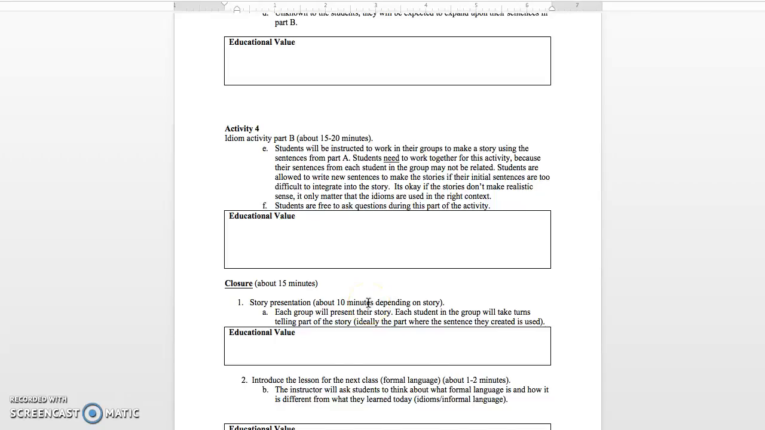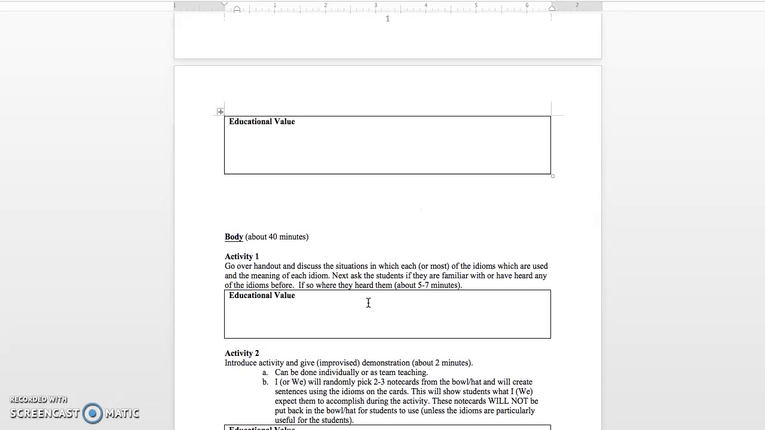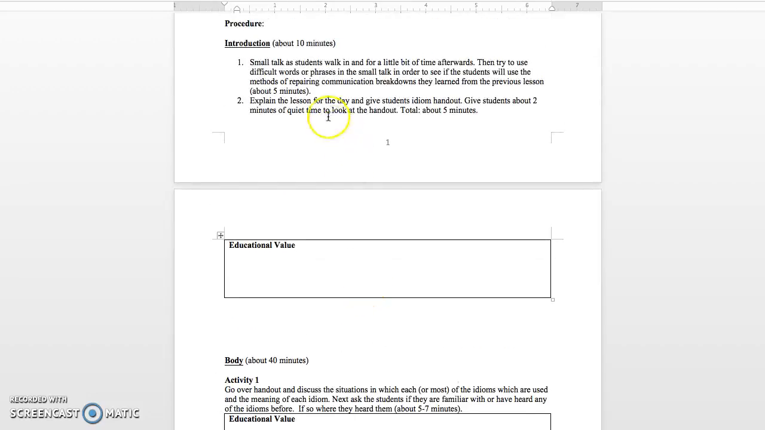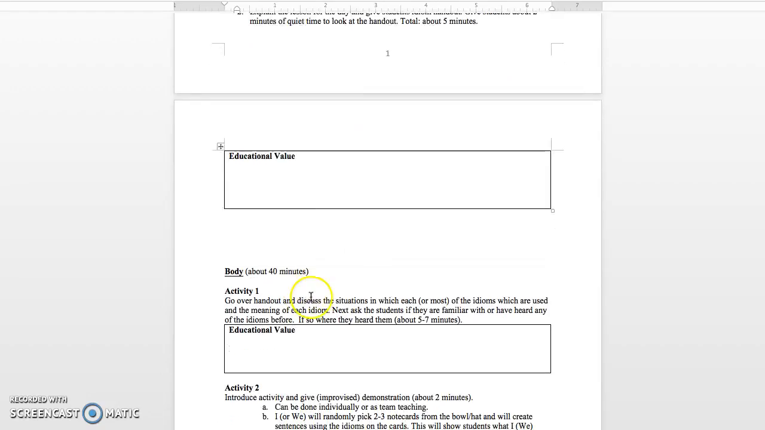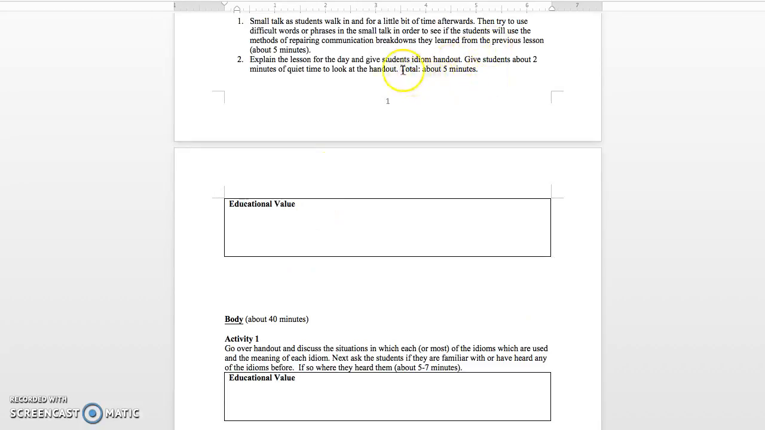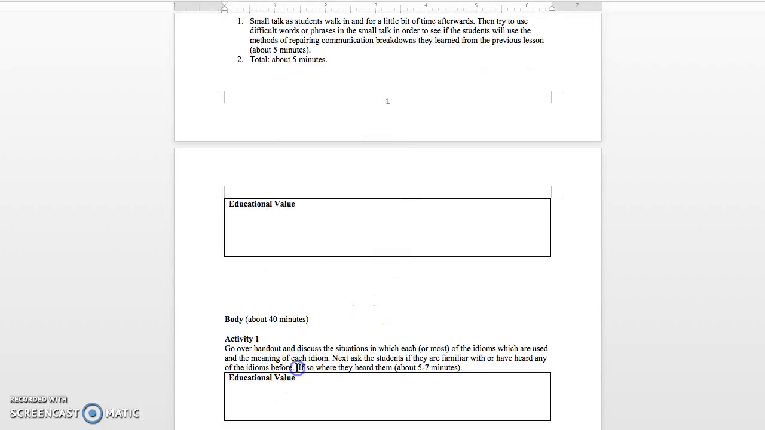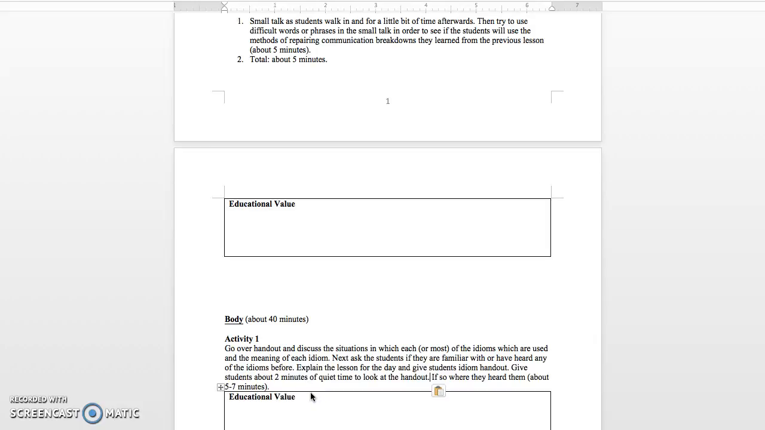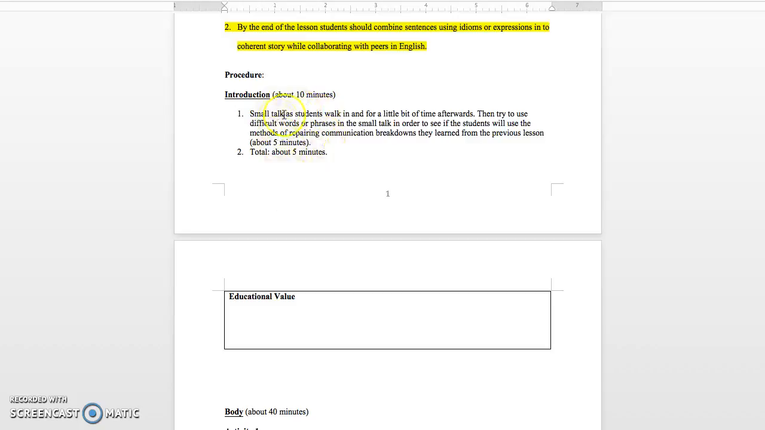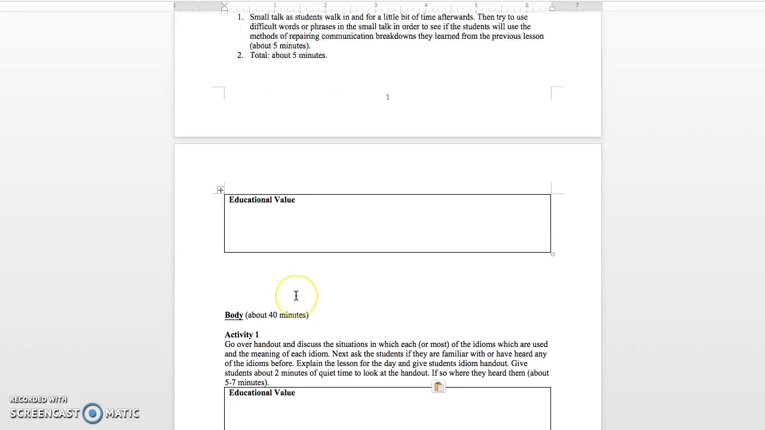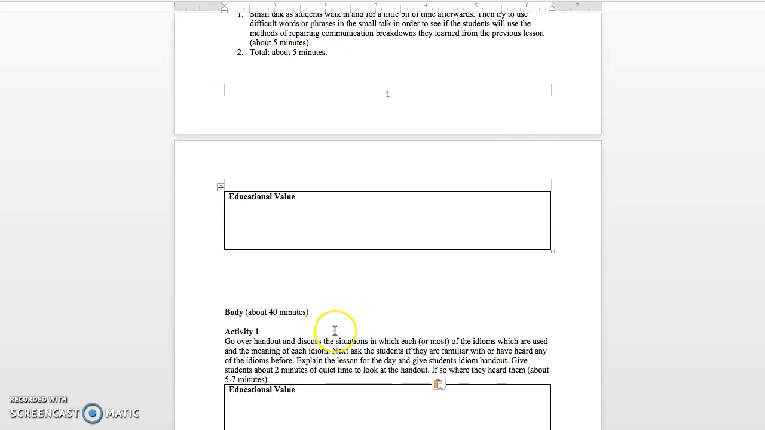I would switch the second part of the introduction. I wouldn't switch them, but I would move this to the end of activity 1. I would keep this first part of the activity where it is, because small talk is a great introduction into the classroom, and it just warms the students up for speaking in the classroom.